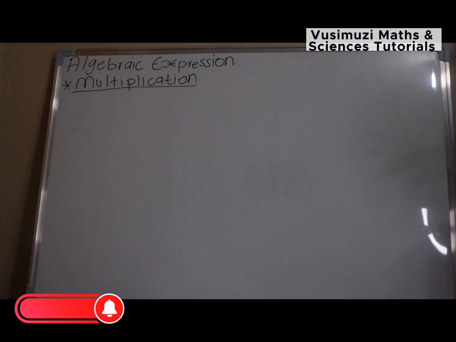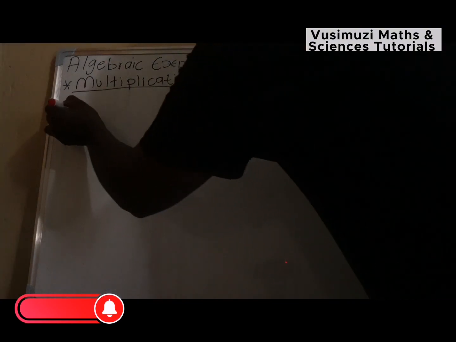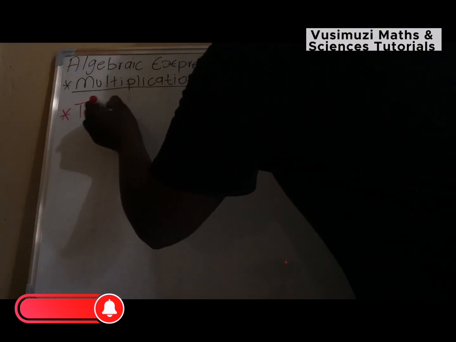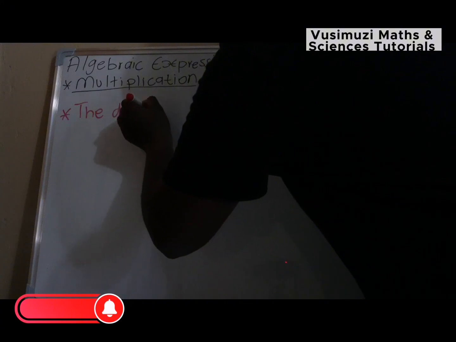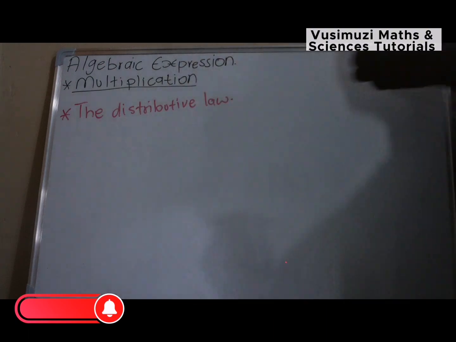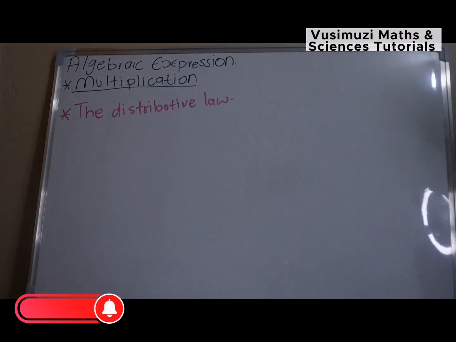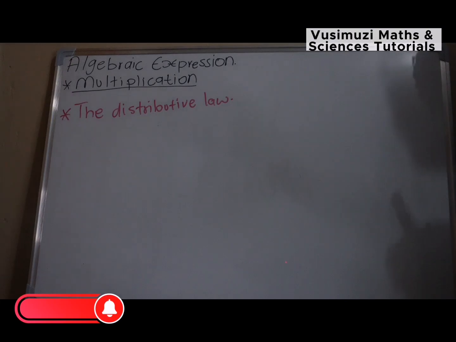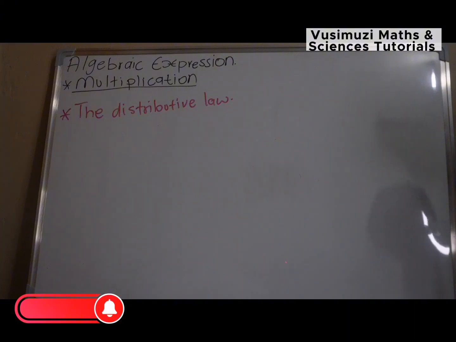Let's start with the first one, the distributive law. Let me just write it down here. The distributive law. Now, in simple terms, to distribute is to take something from this side and transfer it to the other side equally. Which means you distribute something, you transfer something into something. I hope I'm clear on that one, guys.